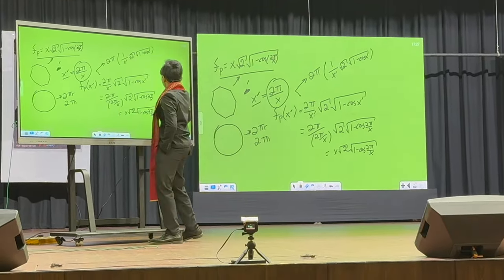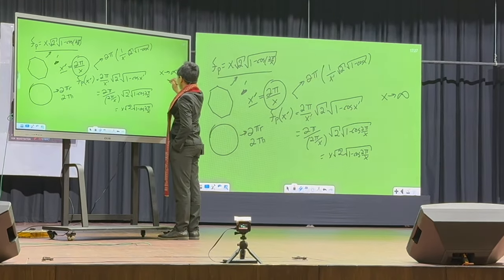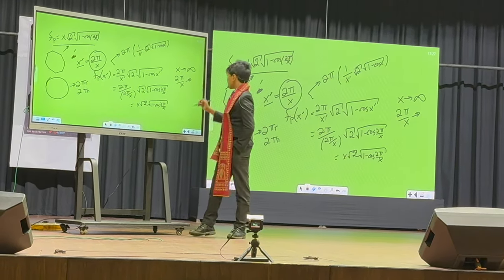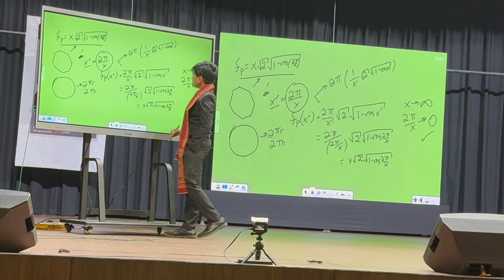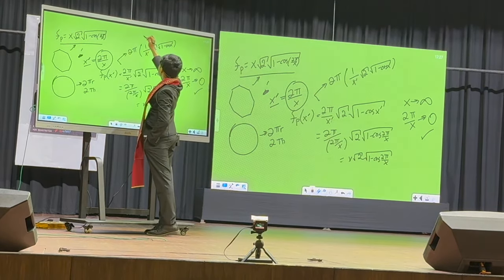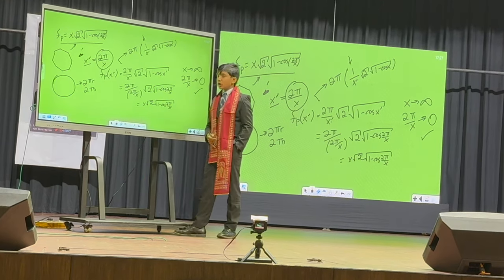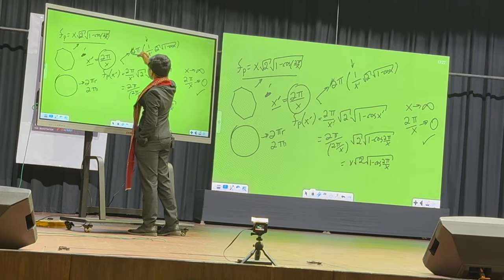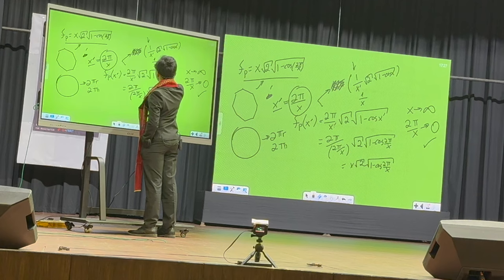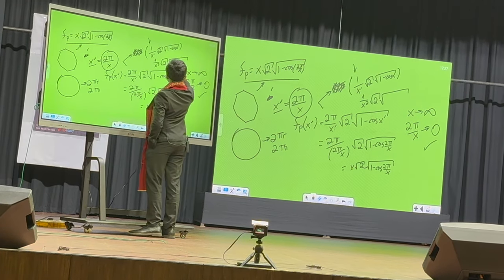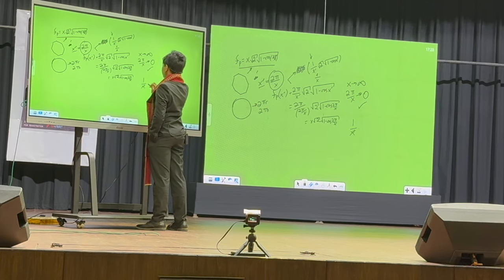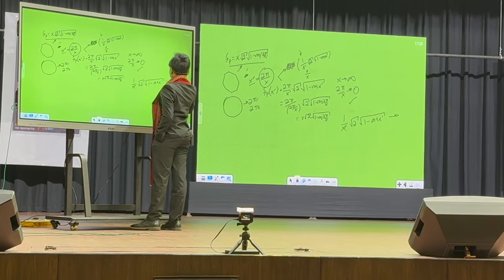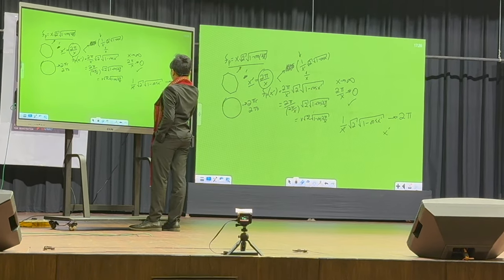So, as x approaches infinity, 2 pi over x approaches 0. So that means that as x prime approaches 0, this function should also approach 2 pi. Or, if we pretend that there was no 2 pi here, then 1 over x prime root 2 root 1 minus cosine x prime should approach 2 pi as x prime approaches 0.